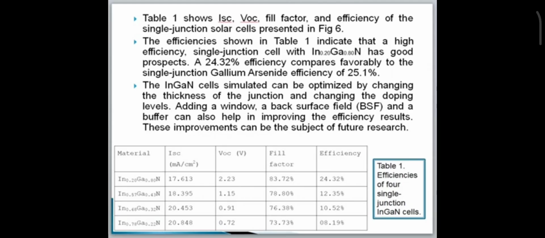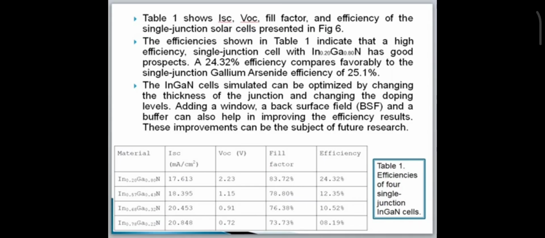The efficiency shown in table 1 indicates that a high efficiency single junction cell with X mole fraction indium gallium nitride material has good prospects. A 24.32% efficiency compares favorably to the single junction gallium arsenide efficiency of 25.1%. The indium gallium nitride cell simulated can be optimized by changing the thickness of the junction and the doping level. Adding a window, a back surface field BSF, and a buffer can also help improve the efficiency results. These improvements can be subject to future research.